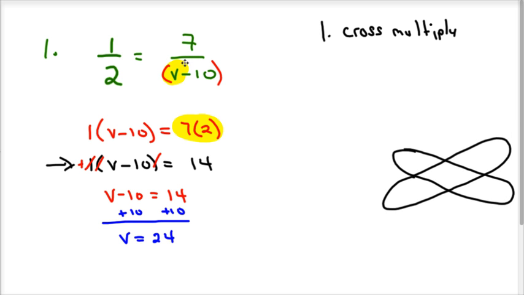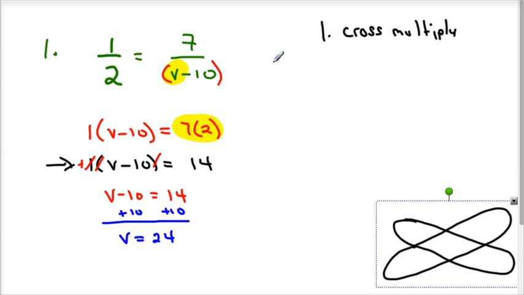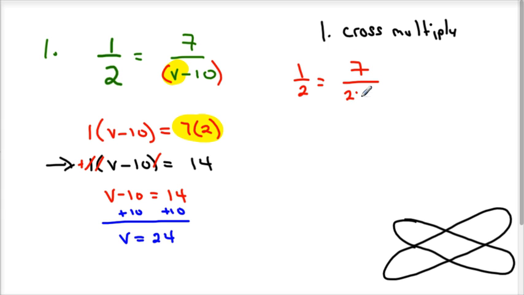So if we take this v and plug back into our original, so we have 1/2 is equal to 7 over 24 minus 10, plugging in for v. We get 14. And was 1/2 equal to 7/14? Well, yes, 7/14 will reduce to 1/2. So you can check your work and you see that this is accurate.